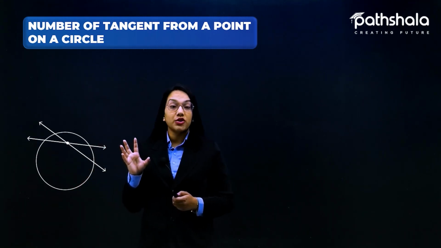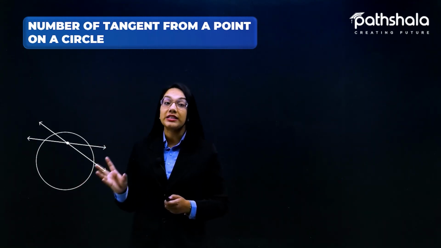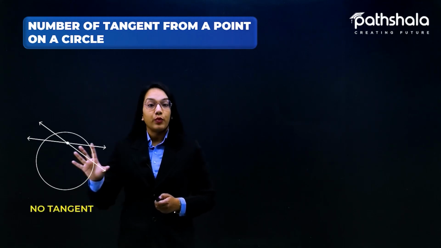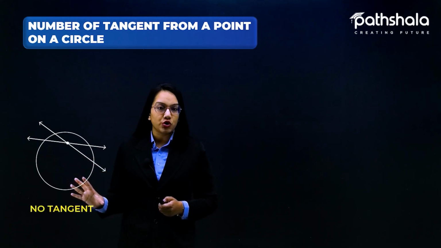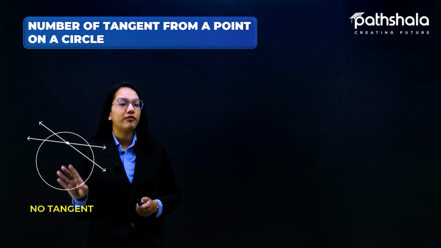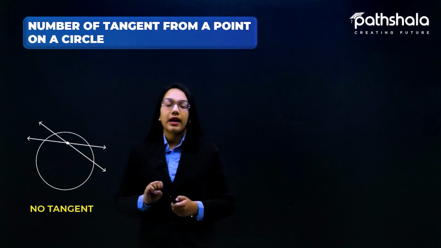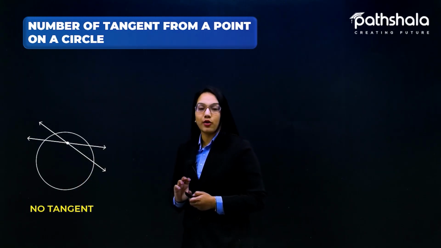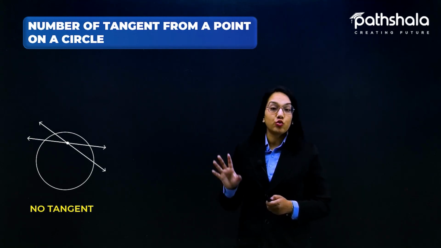So whenever we have such a case, when the point is lying inside the circle, we know that there will be no tangent to the circle. You can see by yourself through this activity that if the point is lying inside the circle, we are not able to draw any tangent to the circle.